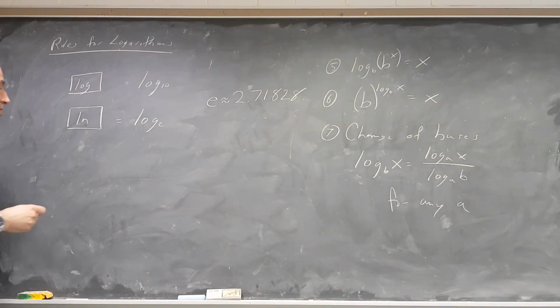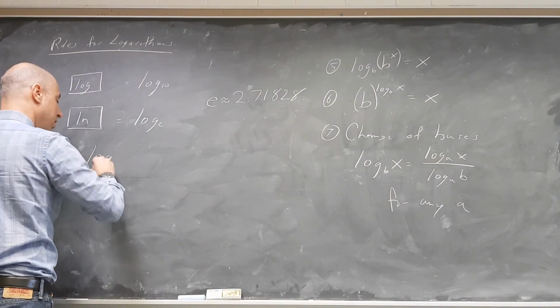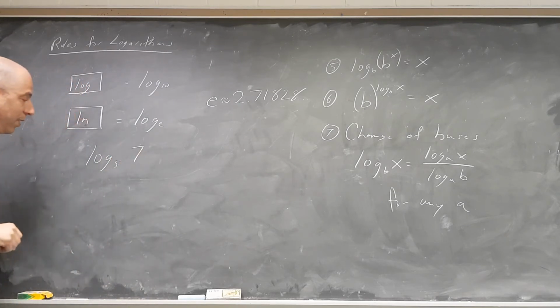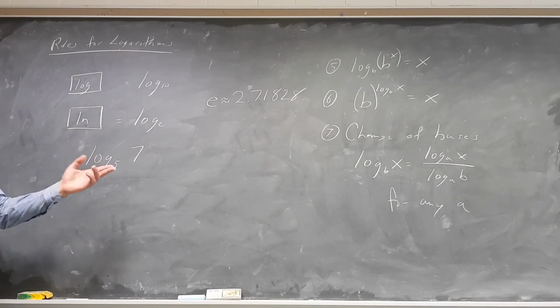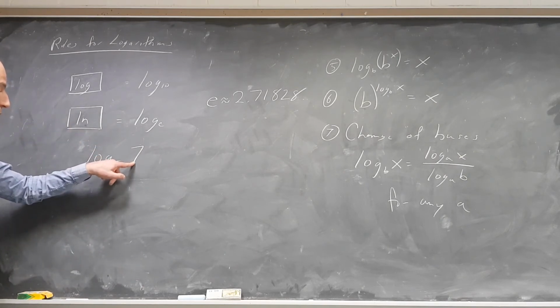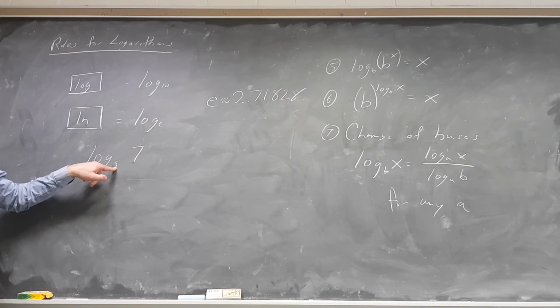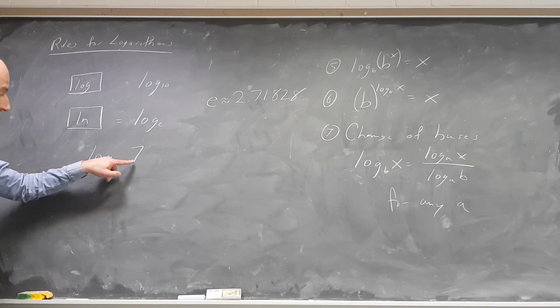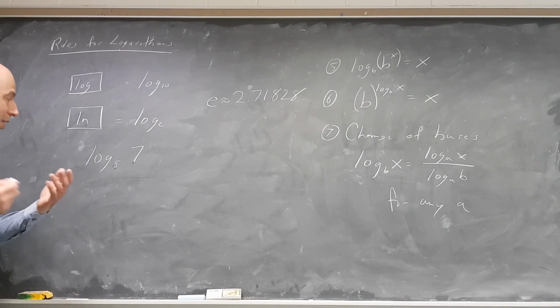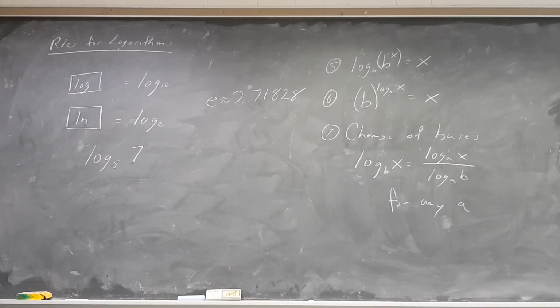But let's say I asked you to figure out what log base 5 of 7 was. Well, in our heads, we can work out that this is between 1 and 2 because 7 is between 5 to the power 1, which is 5, and it's smaller than 25, which is 5 squared. So log base 5 of 7 is somewhere between 1 and 2. But let's say we wanted a more accurate answer.